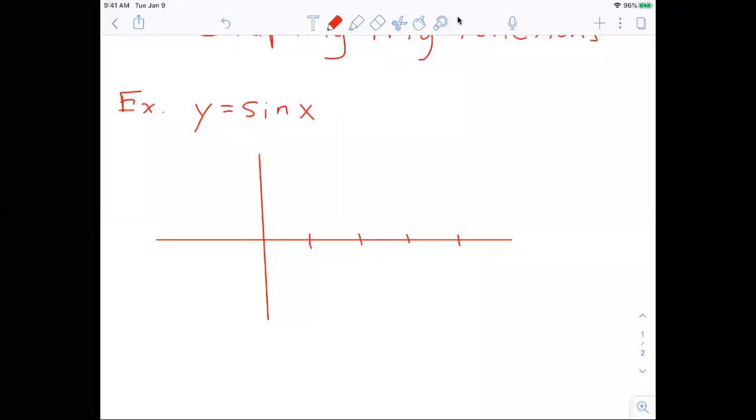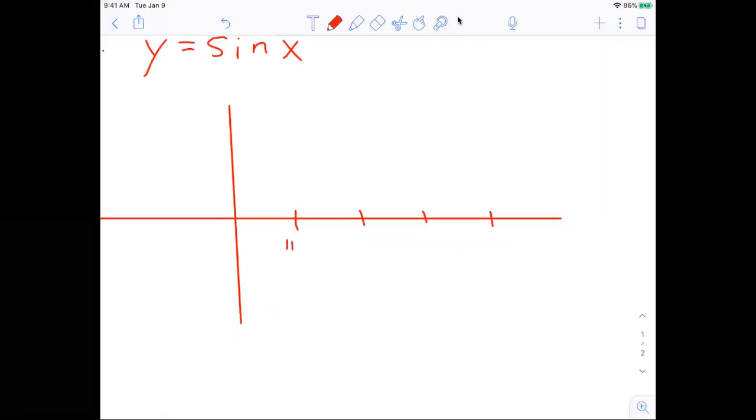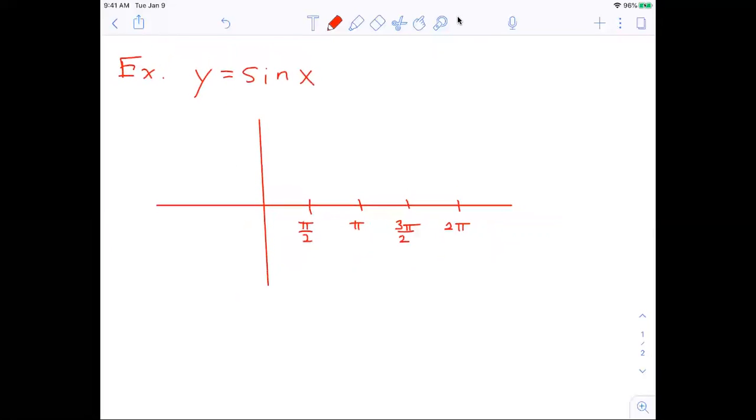They are either x-intercepts, or they're going to be minimums or maximums. When you're thinking about the unit circle, those are the quadrantal angles, like straight up, straight left, straight down. So the first dash is going to be at pi over 2. The next dash is at pi. The third one is at 3 pi over 2. And the next one is at 2 pi. And then on my y-axis, I'm going to put a dash at -1 and +1.